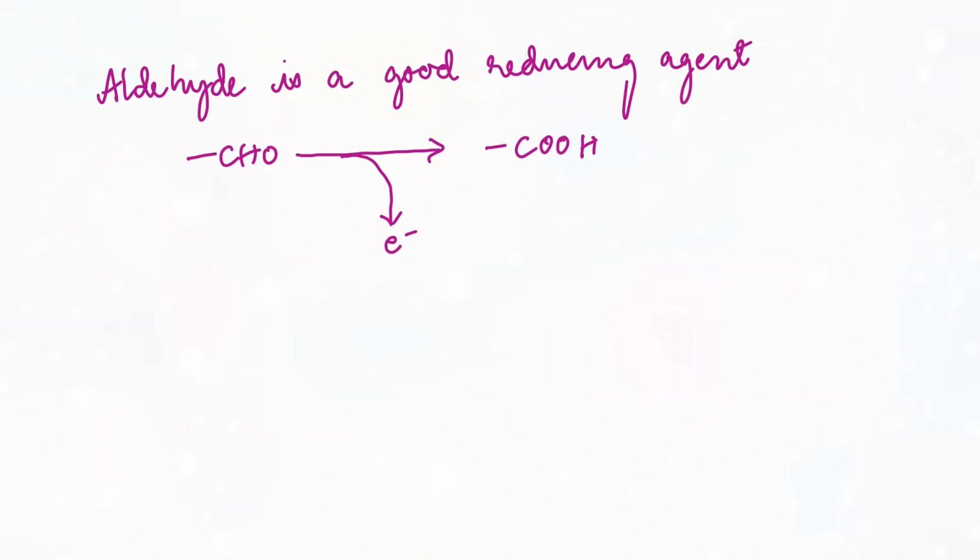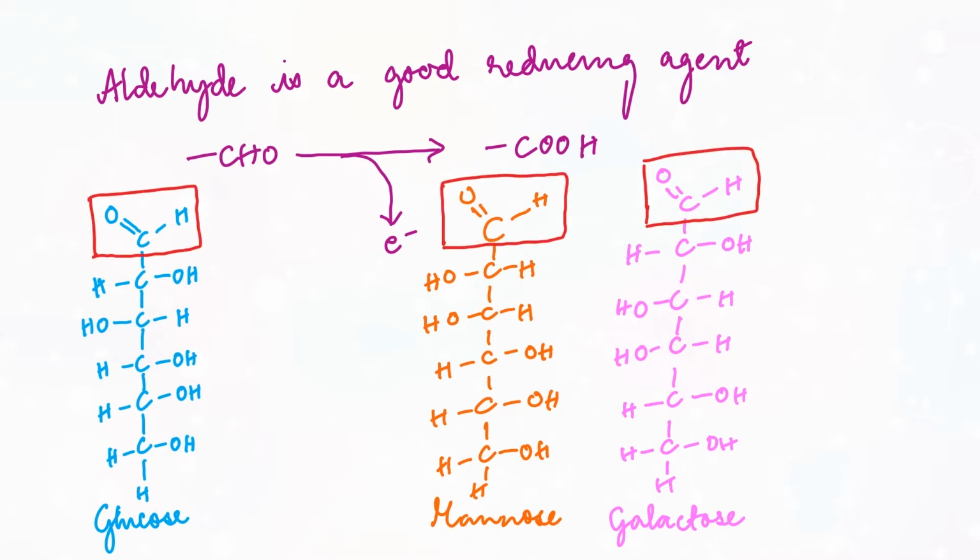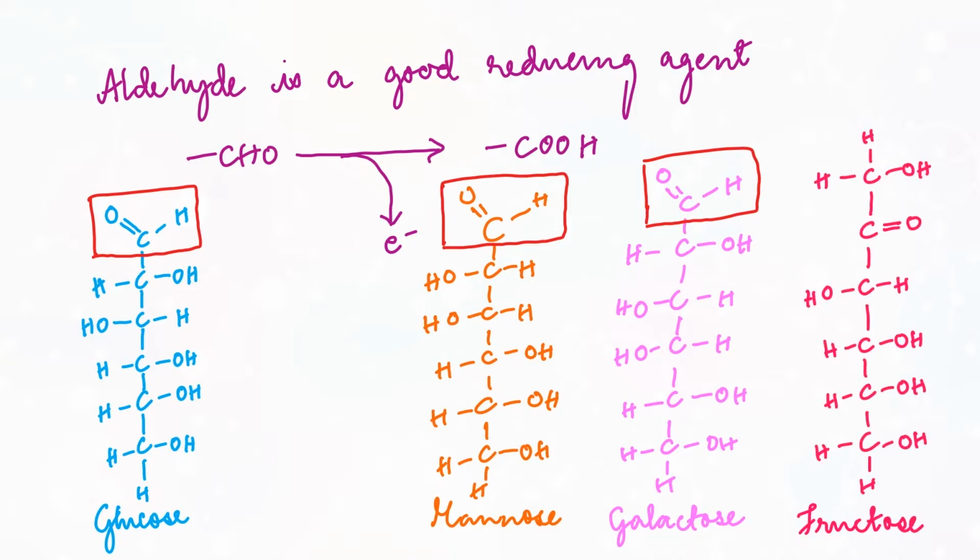And most of our sugars, they have an aldehyde group in the C1 carbon. Therefore, all these sugars are good reducing agents. Even fructose, which has a keto group and not an aldehyde group, is also a reducing sugar. And this is because it is capable of tautomerizing such that it can create an aldehyde group in the first carbon. I shall not go into the details of it. For now, remember that fructose is also a reducing sugar.